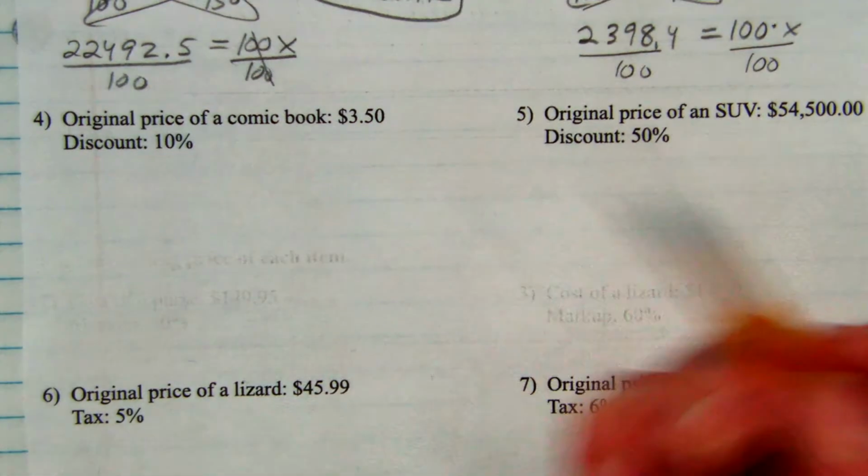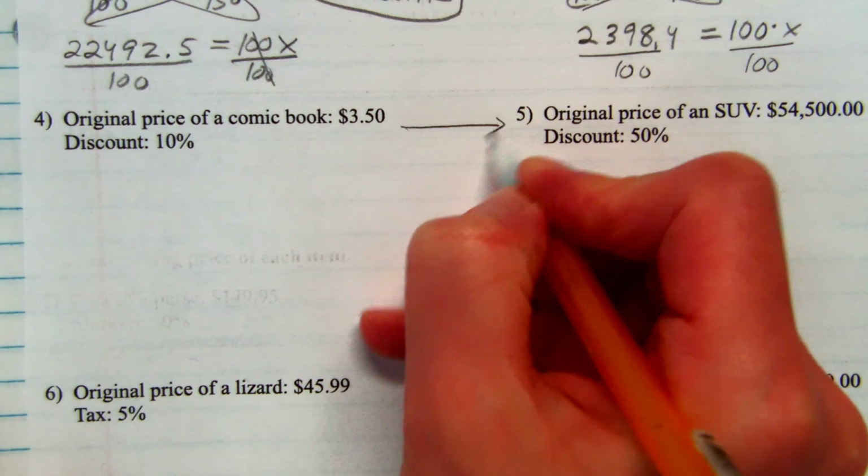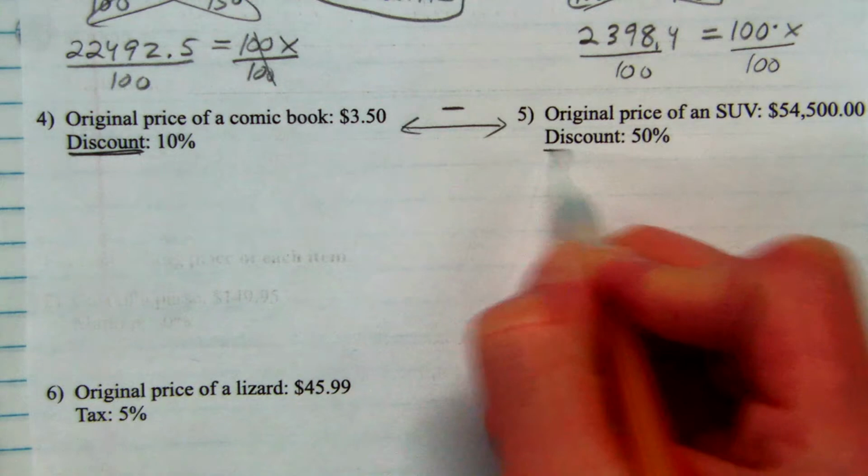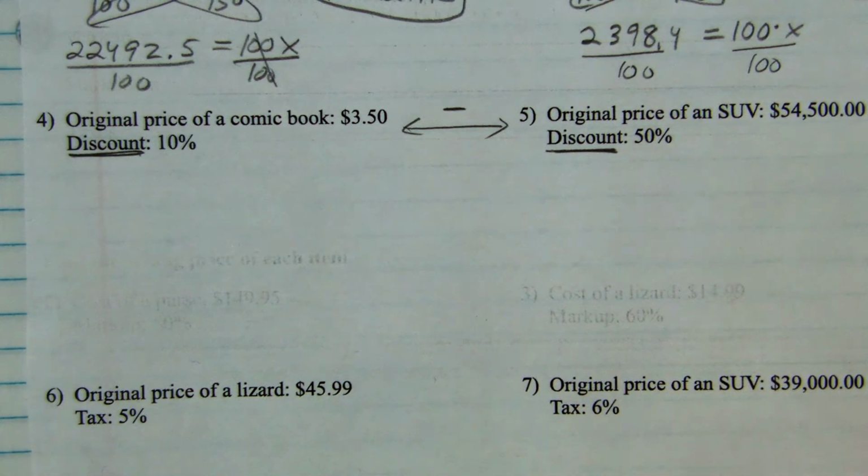Now, discounts is things that we're going to subtract. So let's just put a subtraction sign here. When I see discount, discount, that's money that we're taking off. Discounts are usually given to encourage people to come spend their money or to just sell things faster.